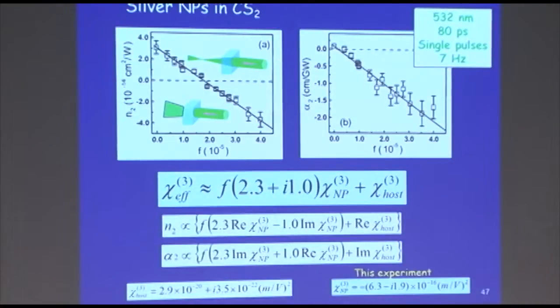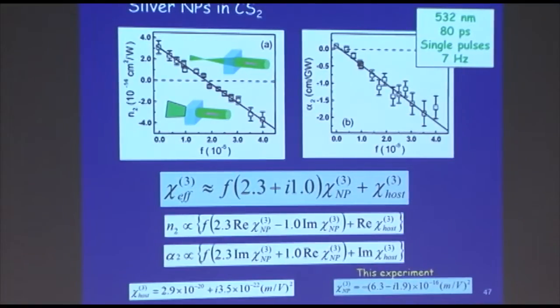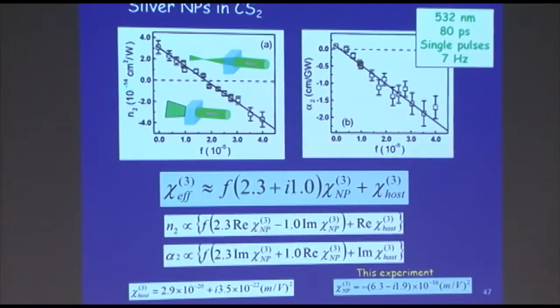But this is an example of an experiment. In this case, we have CS2, again CS2 that I mentioned in the first class, mixed with silver nanoparticles. And then what you see here is that the value of n2, when I increase the silver particles, goes from a positive value, self-focusing, to a negative value, self-defocusing.